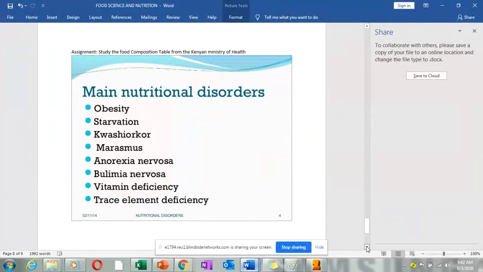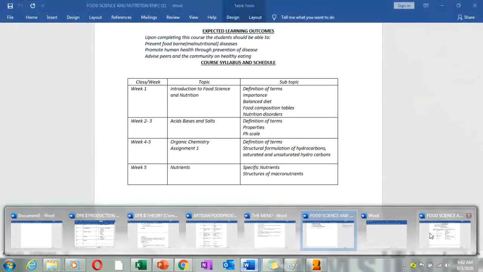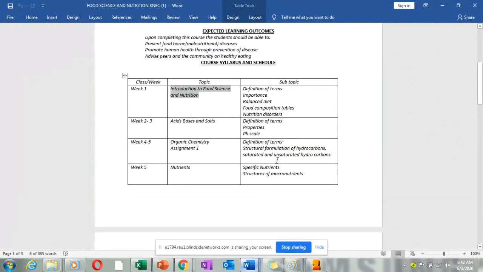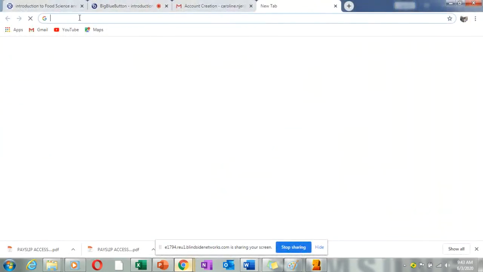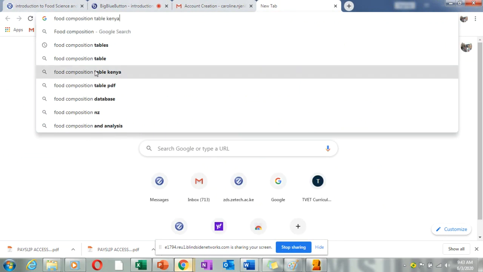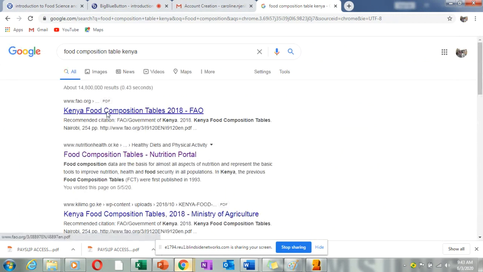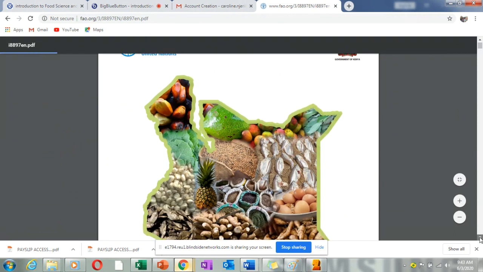Under the subtopics, we also have the food composition tables. I would ask you to go and get the food composition table from the Ministry of Health. And I will also give an assignment, and I think the assignment is already there. So you look at it. Okay, so that is what we call the food composition table.